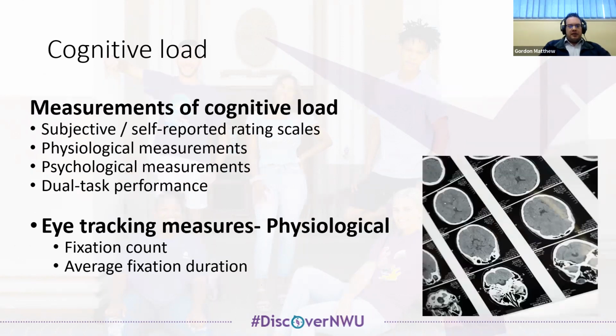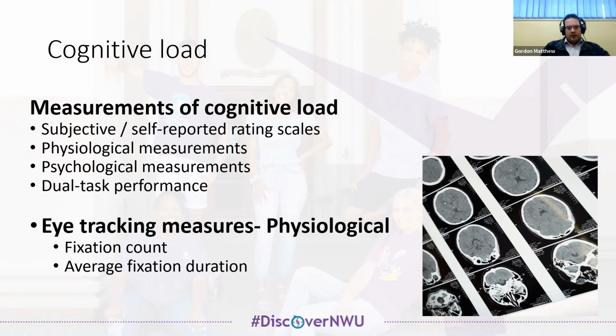Then, specific measurements of cognitive load. There are generally four types. First, subjective or self-reported rating scales. These are questionnaires that people fill in. You can get standardized questionnaires associated with the type of cognitive load that may appear, and then the participant self-evaluates their experienced cognitive load for certain aspects of the task.